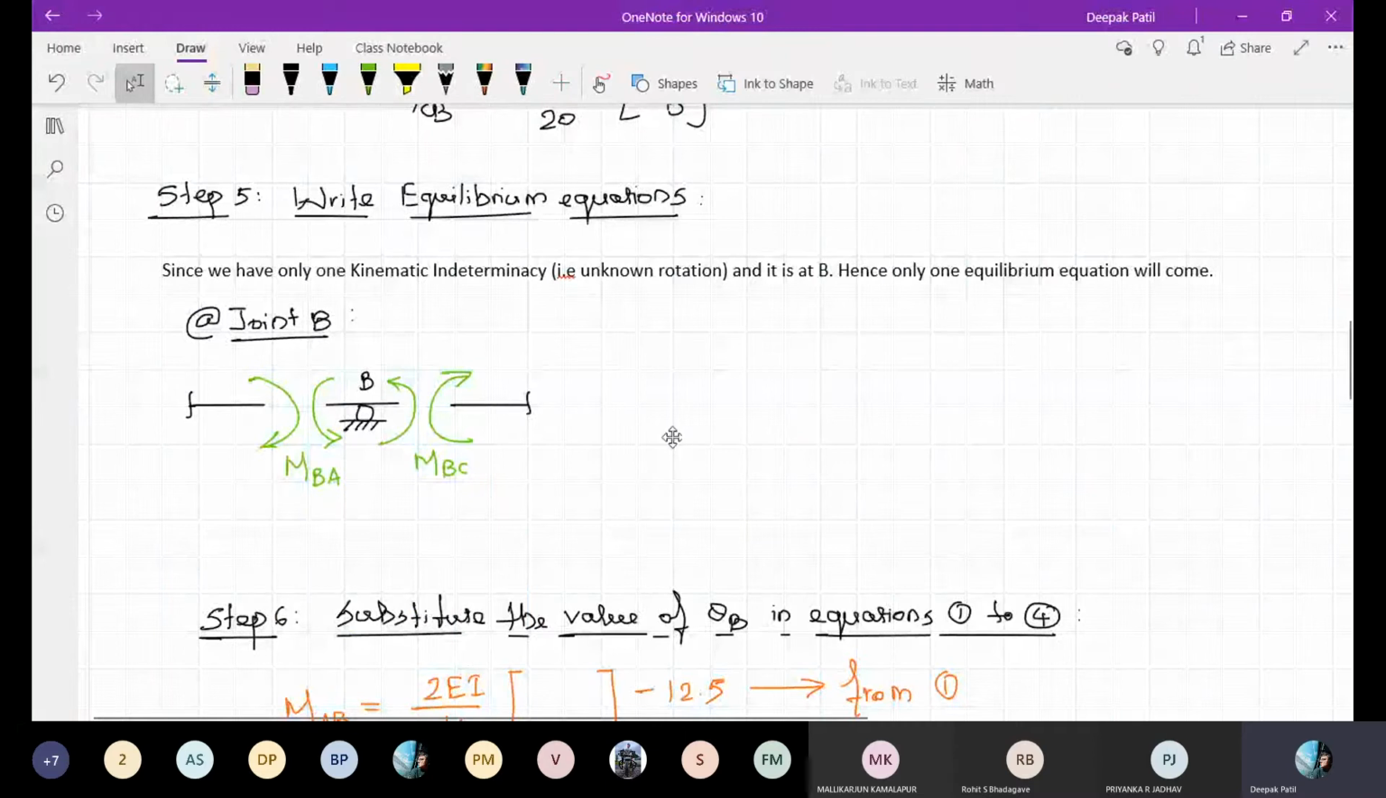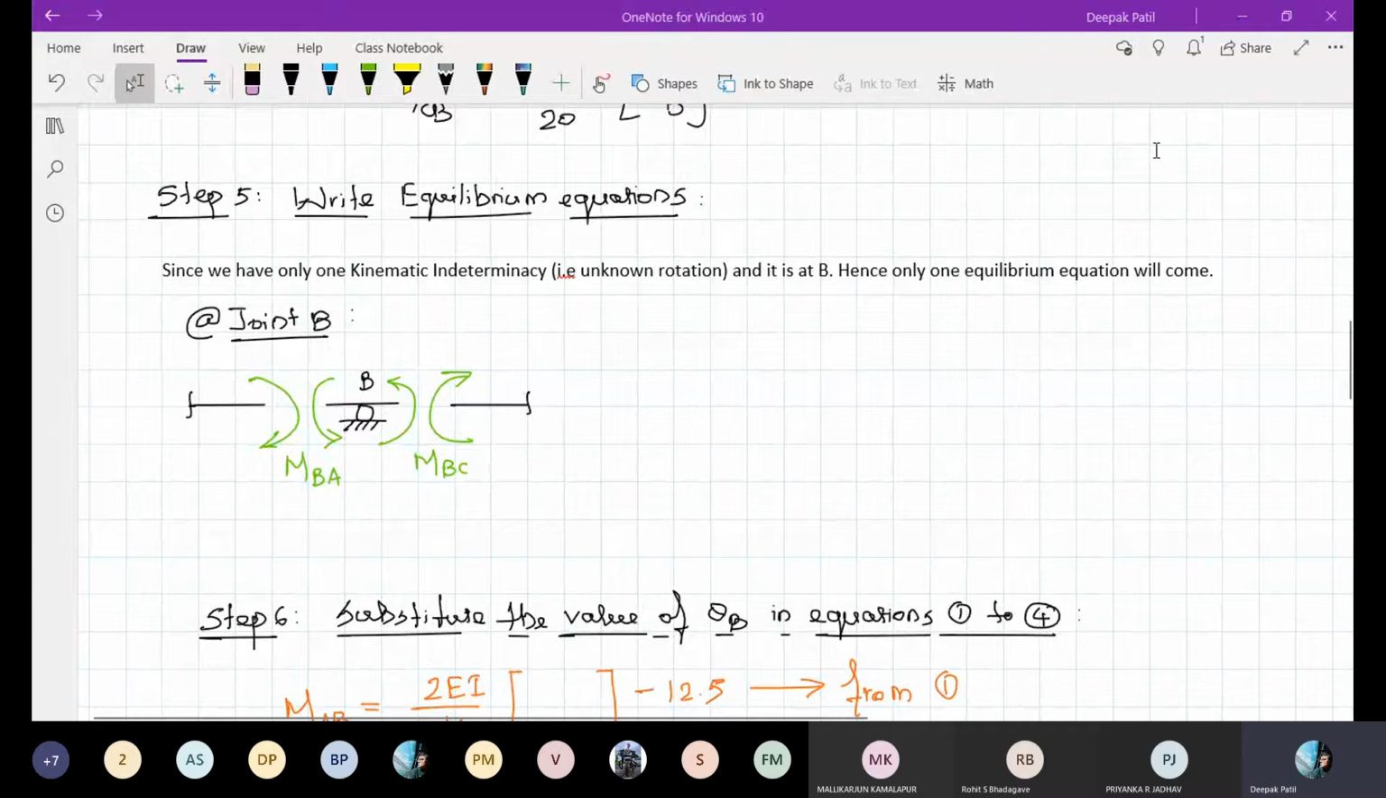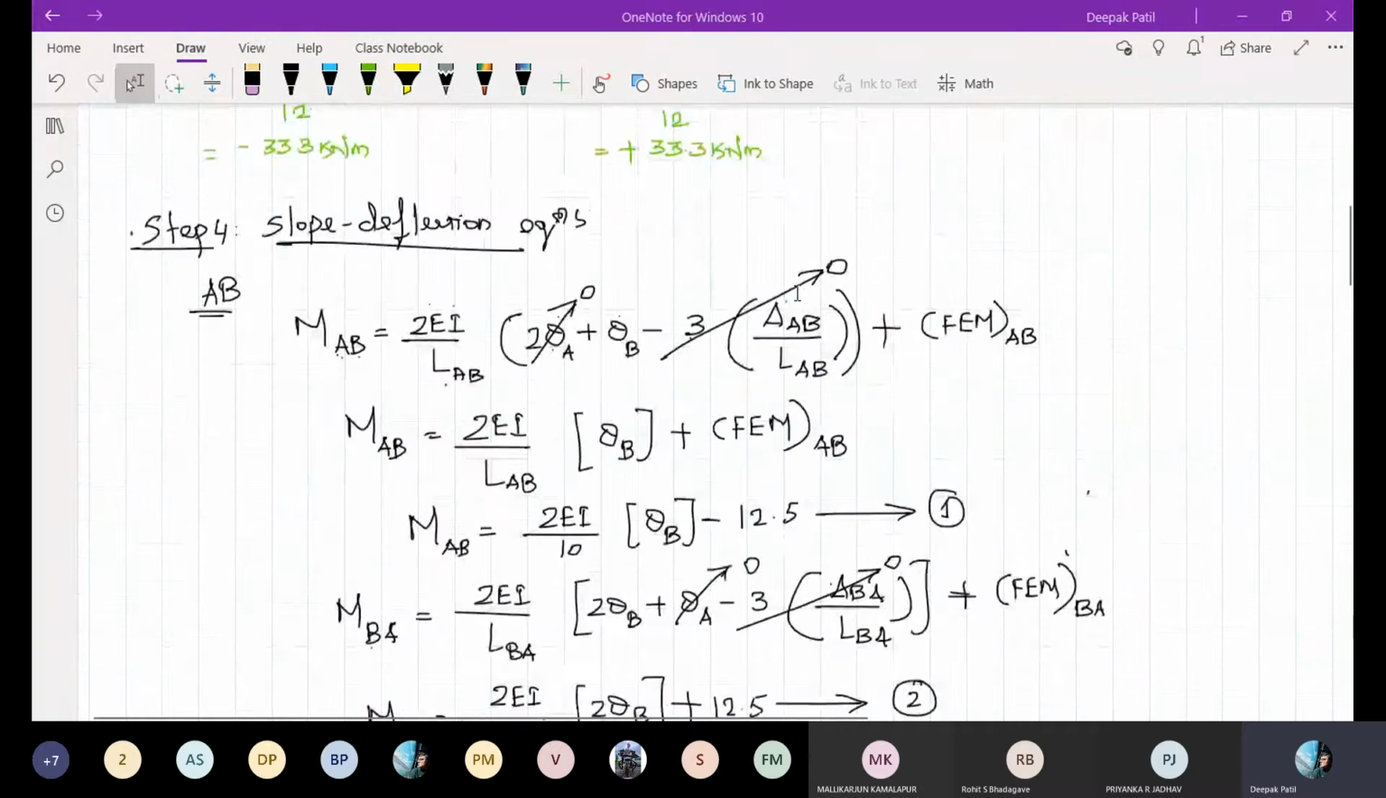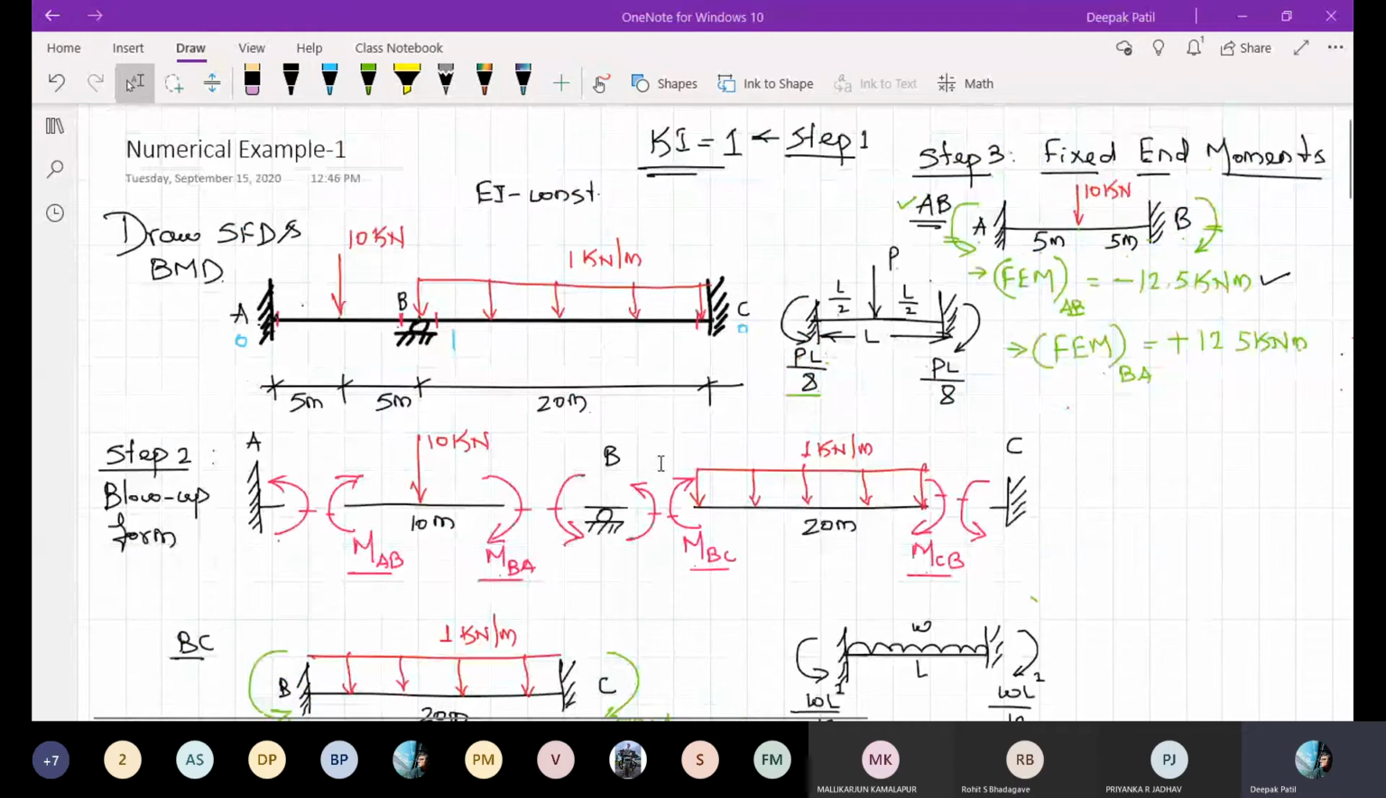So in the next step, that is step 5, we have to write something called equilibrium equations. Okay, we have to write something called equilibrium equation. So what I have done here is I have taken this portion. Just let me mark that. I have taken from the blow up form of the structure, this portion I have taken.